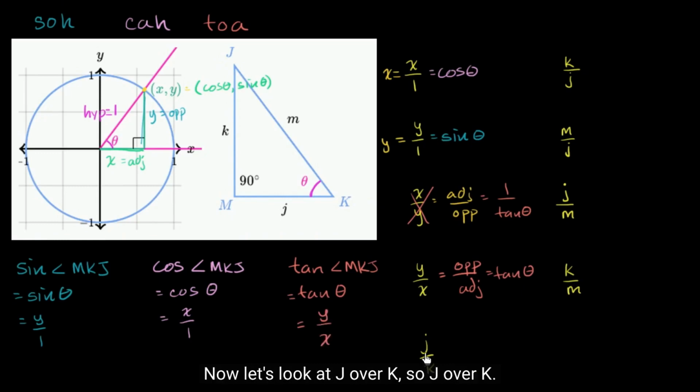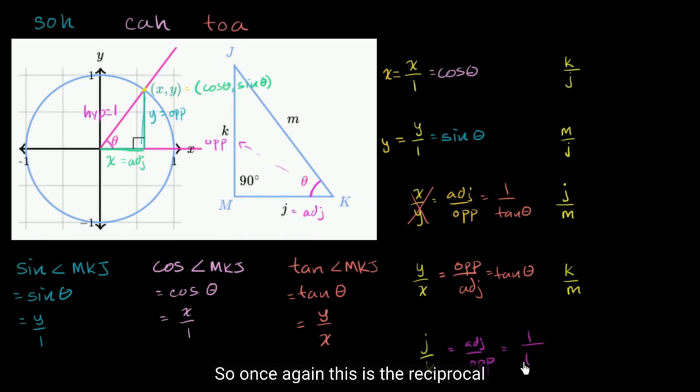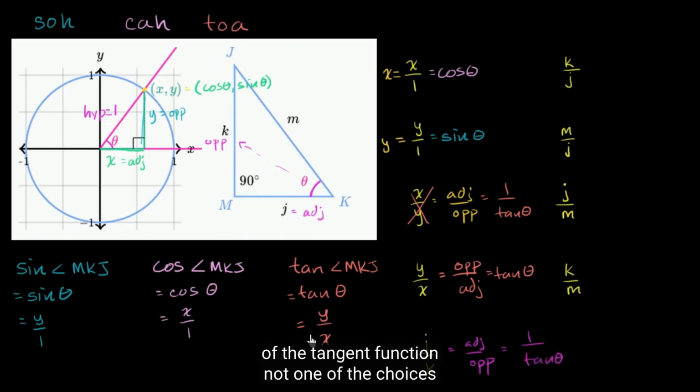Now let's look at j over k. Now we're moving over to this triangle. Relative to this angle, because this is the angle that we care about, j is the length of the adjacent side, and k is the length of the opposite side. So this is adjacent over opposite. Tangent is opposite over adjacent, not adjacent over opposite. So once again, this is a reciprocal of the tangent function, not one of the choices right over here. So we can rule that one out.